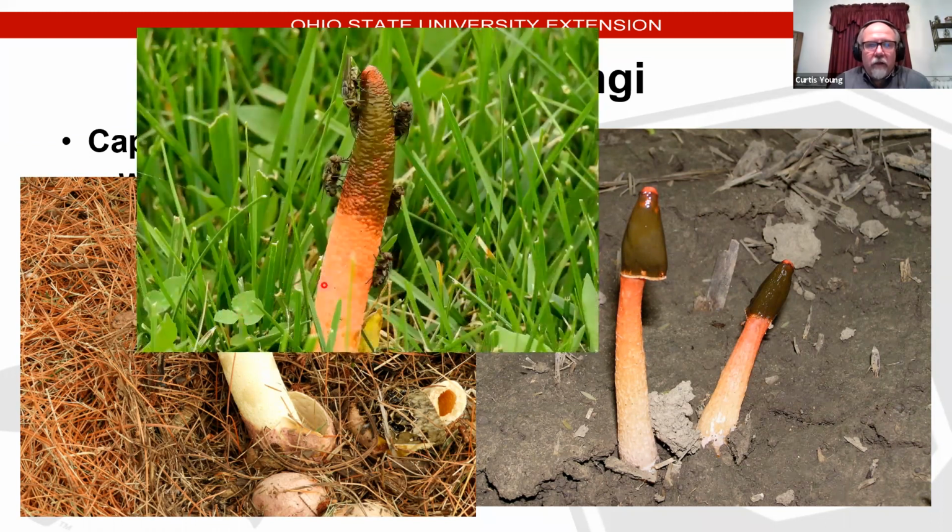And then we have the dog stinkhorn, where the cap is just part of the stem. And there is no separation from the spore producing area and the rest of the stem of that stinkhorn. And these are all common stinkhorns that we have in Ohio at different times of the year.